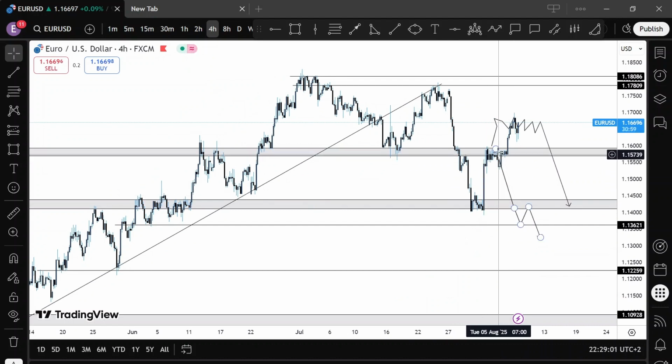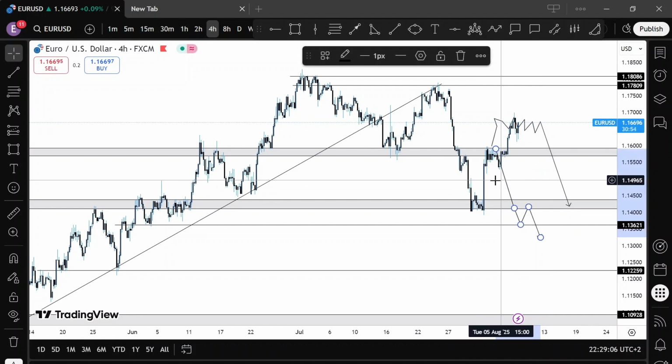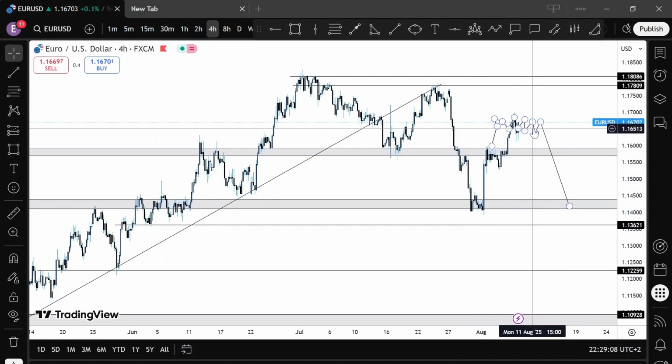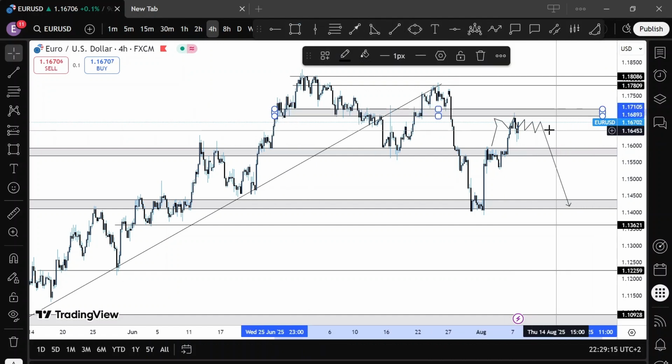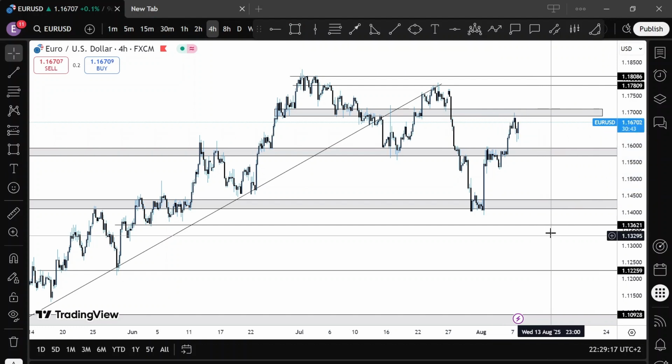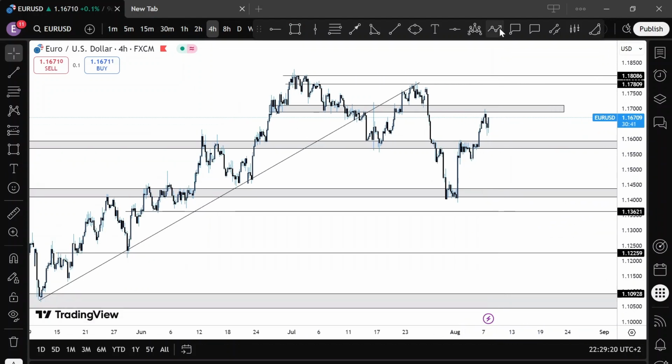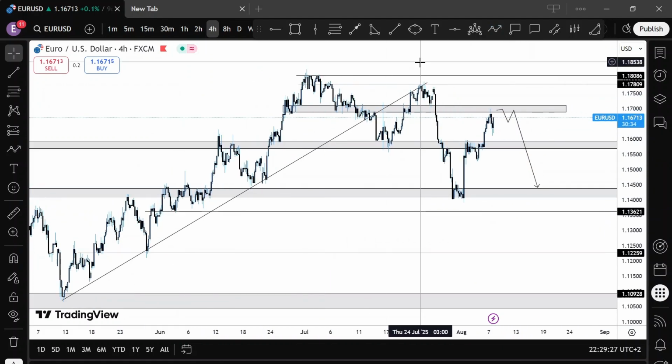For Euro USD, it's quite very similar. I anticipated price to play around this region. Let me take this one off. It's currently doing that right now, so let me quickly draw a line here that we had previously. So basically I want to see rejections here, and then price to start coming down, because we have an upward trend line here.